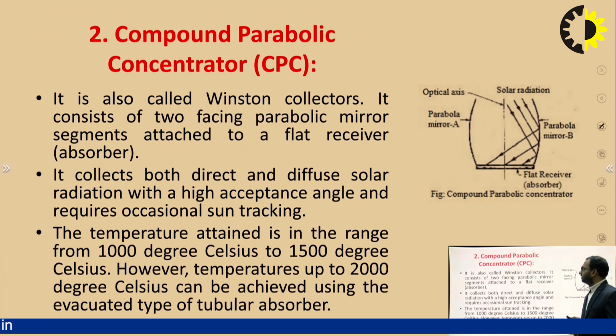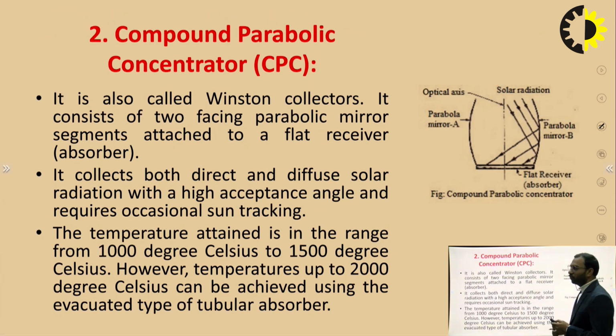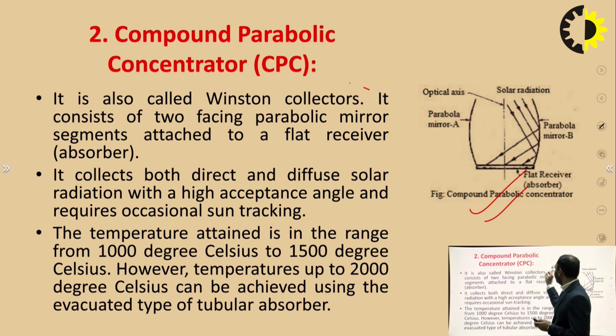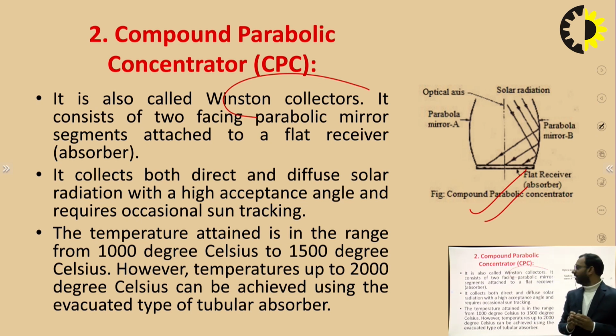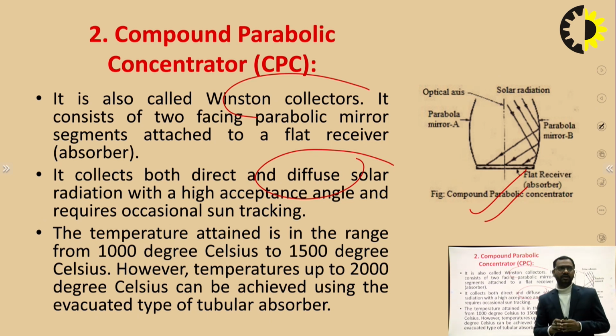Then the second type is compound parabolic concentrator, also known as CPC. This is the pictorial representation of the compound parabolic concentrator. It is also called Winston collector, and it consists of two facing parabolic mirror segments and a flat plate receiver, which is also known as the absorber. It collects both direct as well as diffuse solar radiation with a high acceptance angle and requires occasional sun tracking. In this type of collector, a temperature of 1500 to 2000 degrees Celsius can be achieved.